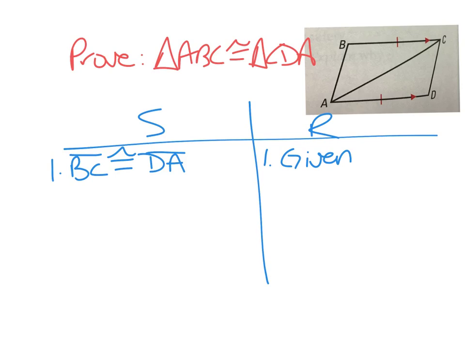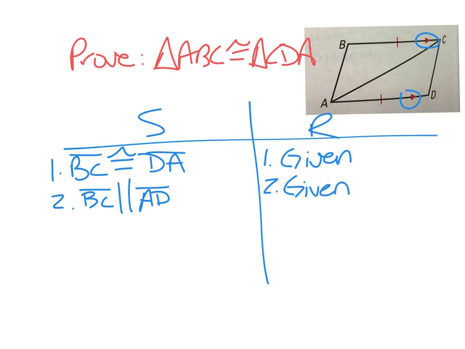We know that because of that little red tick mark, right? What else do we know? What do those little red triangles mean? Parallel. So my second given is that segment BC is parallel to segment AD. This is also a given. Okay, so those are the two. Are there any other givens on there, or is that it? That's it, right?